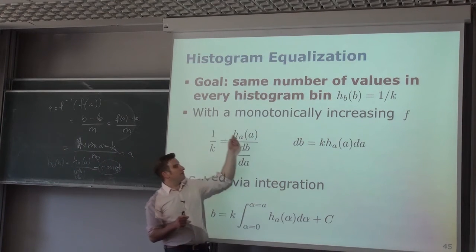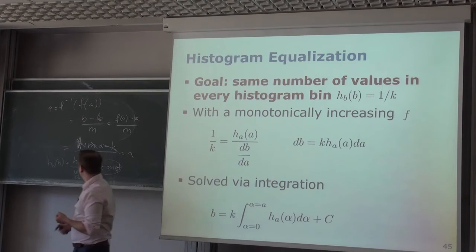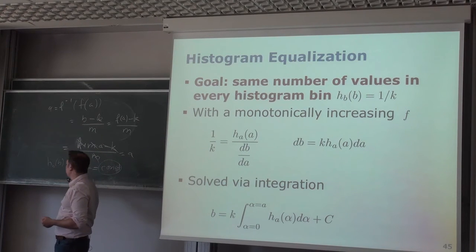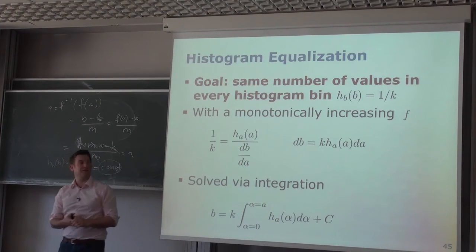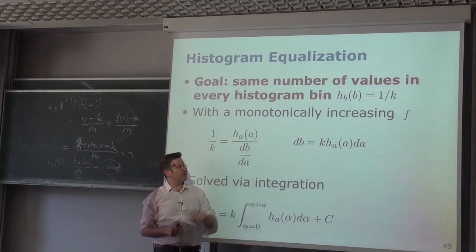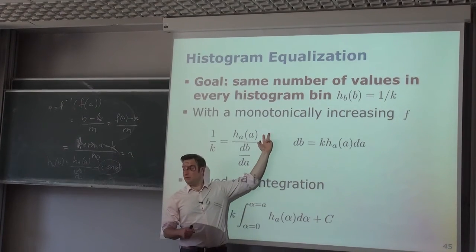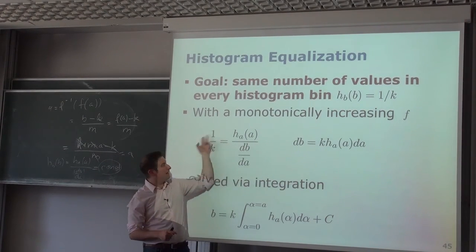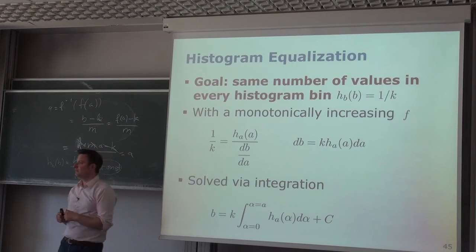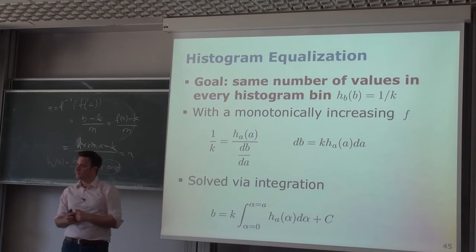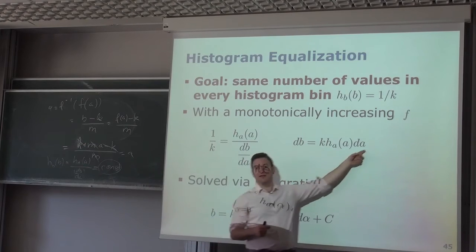And if I say, okay, this function f is now monotonically increasing, I can actually ignore this absolute value, because if it's monotonically increasing, this is always positive. So I can simply skip that over here. So then I can actually move this dA up here, multiply by dB, and multiply with k. And if I do that, I actually obtain this expression over here.